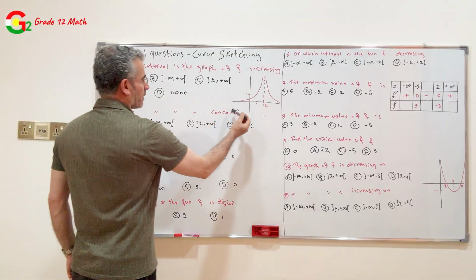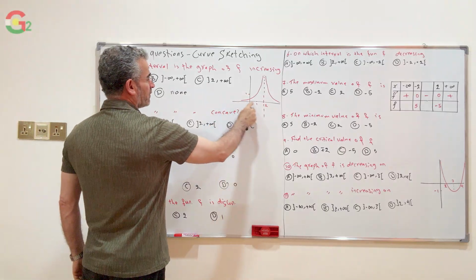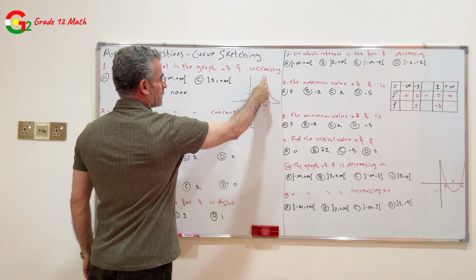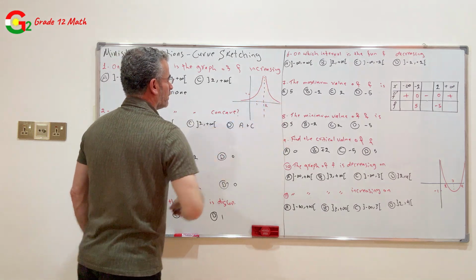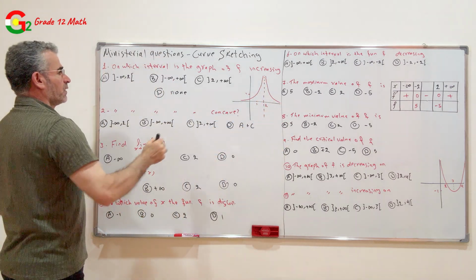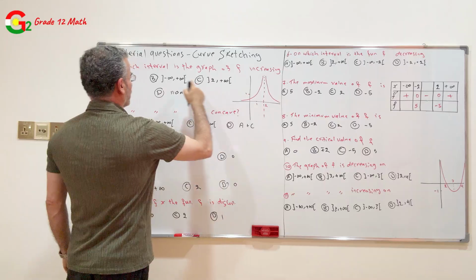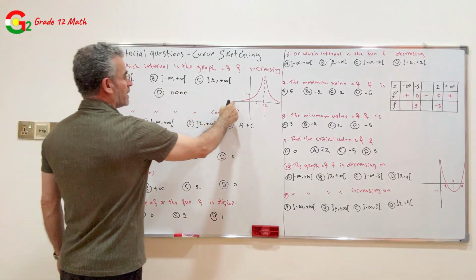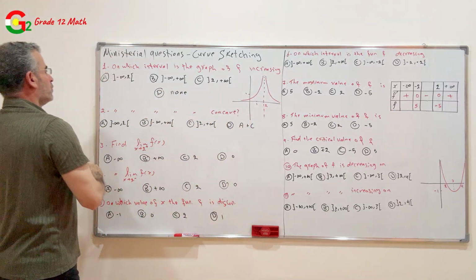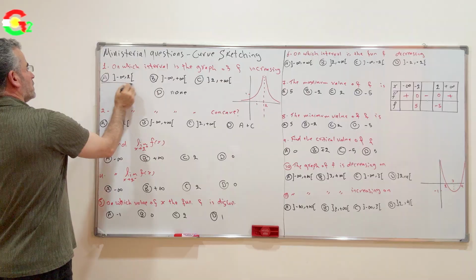As you see, the graph is increasing from negative infinity to 2 and decreasing from 2 to positive infinity. Therefore, the right choice for question number 1 is negative infinity to 2. Choice A.